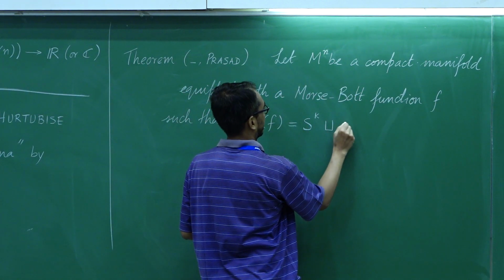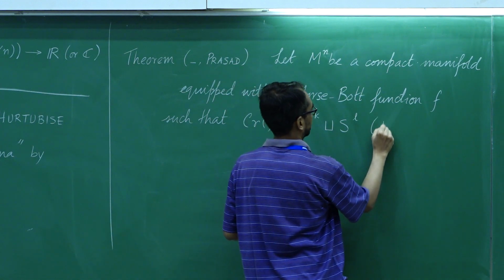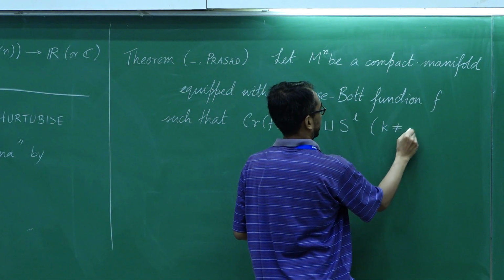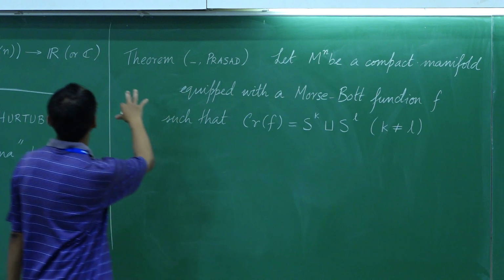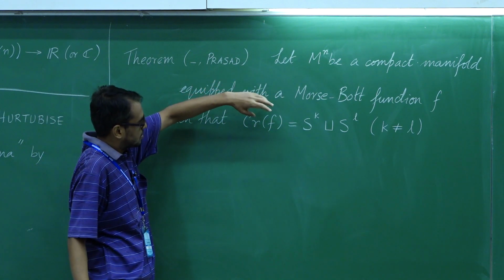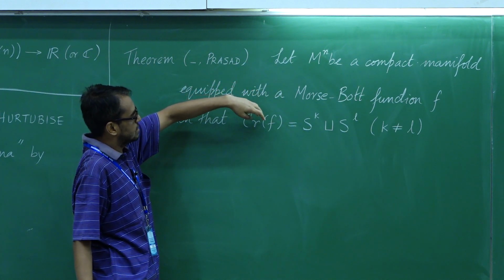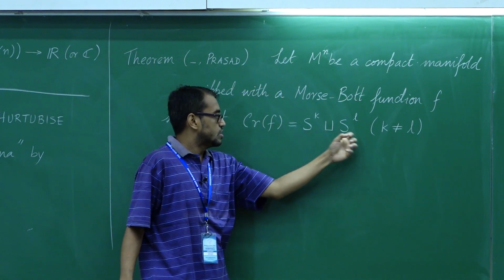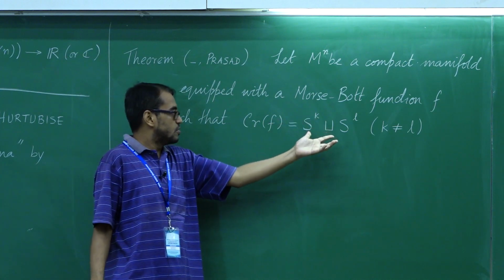Okay. And I'm going to assume, you'll see, I erase this example. So, yeah, your first assumption is that it's Morse-Bott, and the second is that the critical set is the disjoint union of two submanifolds, each being a sphere.